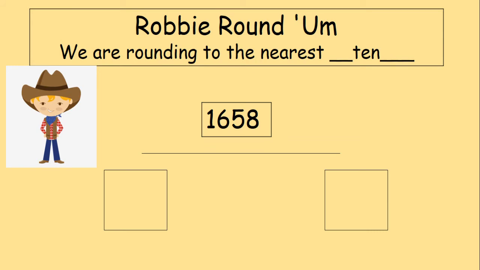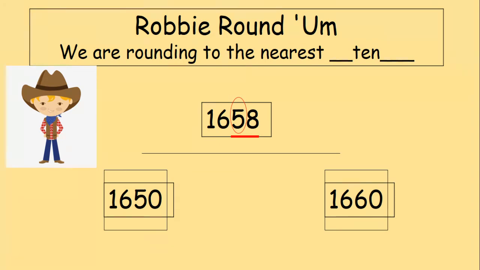Now we're on to Robbie Roundham. We are rounding to the nearest 10. I would need to identify the number in my tens column, which is a 5. If I looked at the last 2 digits on their own, the number would be 58. Therefore, I know that I would need to round 1,658 down to the nearest 10, which would be 1,650. 1,658, if we were rounding up, would be 1,660.